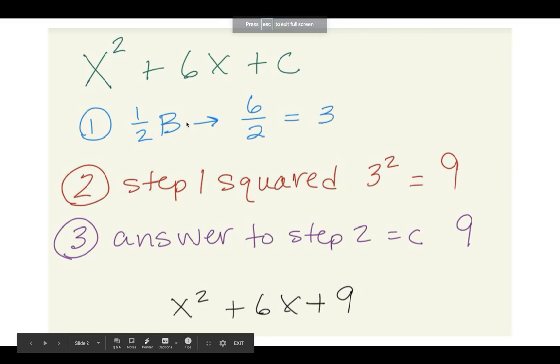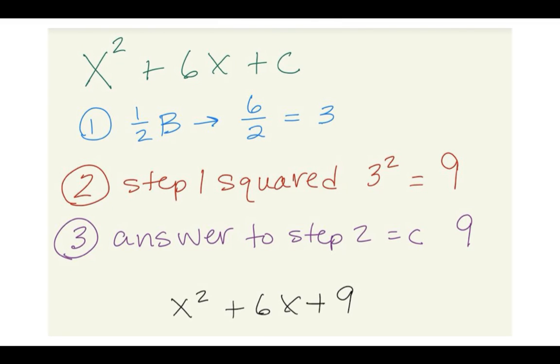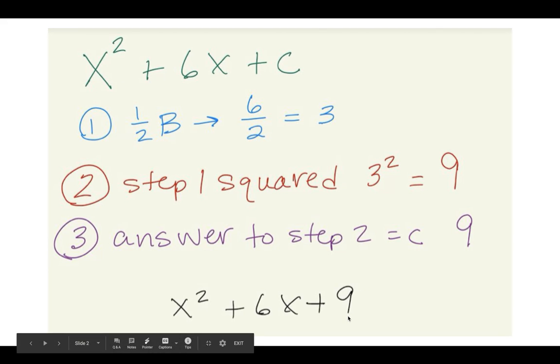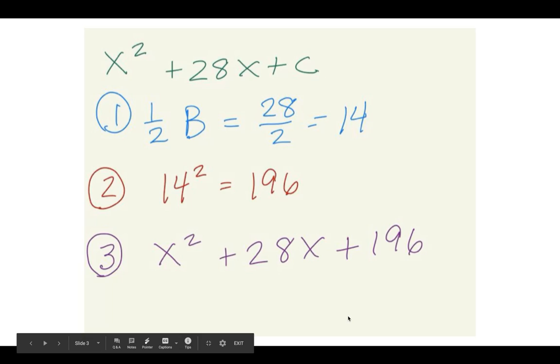Completing the square. In the first few math problems, I asked you to just solve for C. Well, there are 3 steps. First, you will take half of B, which is 6 in this case, to get 3. Then you will square your answer from step 1 to get 9. Step 3 is you will just put the answer from step 2 in for C and you are done. Now we've created a perfect square trinomial.